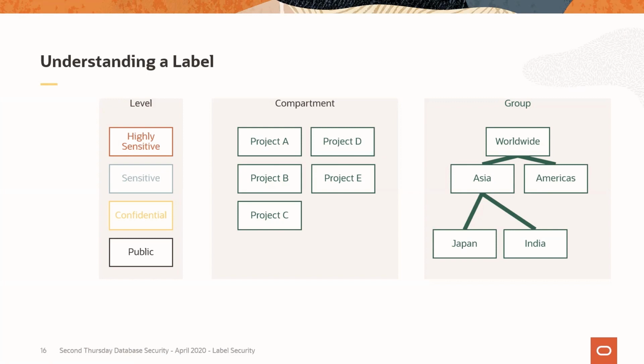Groups are similar to compartments, except you can have any one of the group tags in that label to be able to see that information. In fact, you also have a hierarchical setup with the group. So if you have a worldwide group for a user, they can see any of the data under the groups that are underneath that particular group. So that's the three components of a label.